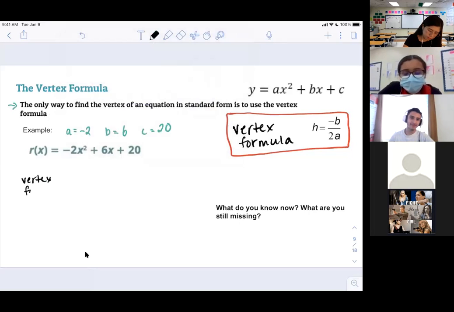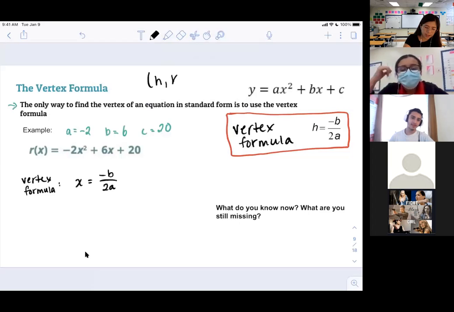H equals. Wait, miss, why does this one say H? So this one says H, but you can also use X. That's because if you remember from vertex form, the vertex is at H comma K. So that's why they used H, but you can also use X. It doesn't really matter.